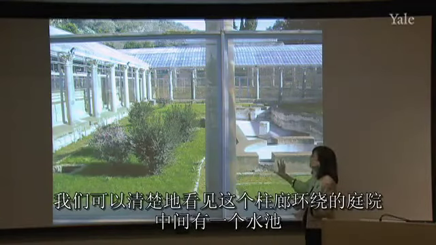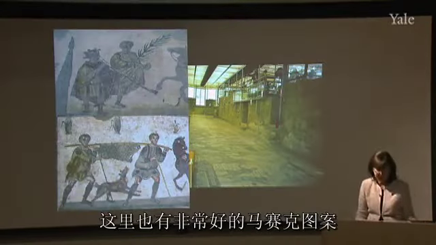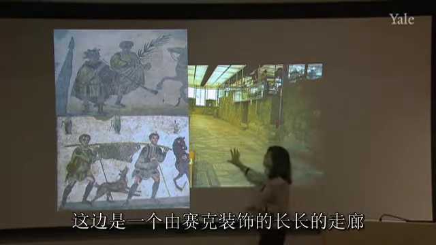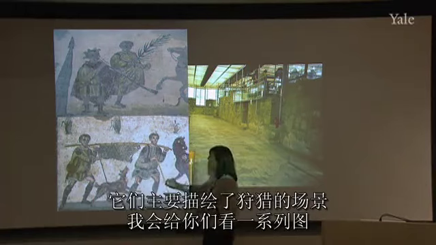We're clearly looking at the peristyle court with the pool in the center of it right here. And again, it is particularly well known for its mosaics. We see a long corridor here with those mosaics. They depict primarily scenes of hunting, and I show you a couple of those scenes here.